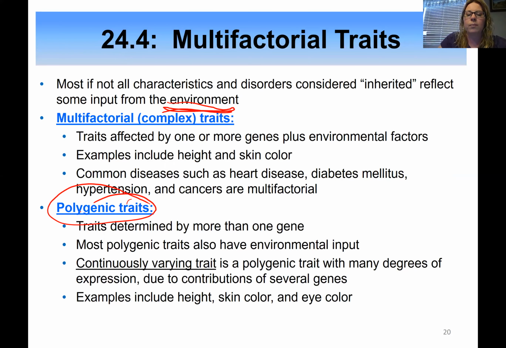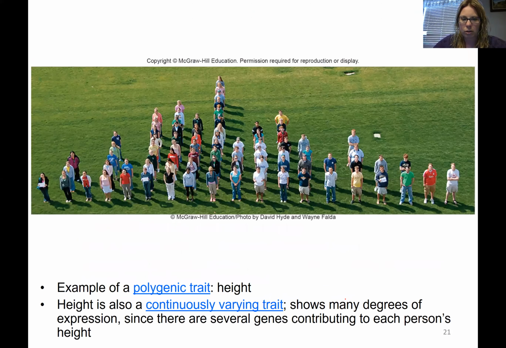Now, a lot of these are also what we call polygenic traits. Okay, which means that the trait is caused by more than one gene. So continuously varying traits are polygenic because there are many degrees of expression of those several different genes. I'll tell you what this means here in just a second, but height, skin color, eye color, hair color, those are all polygenic traits.